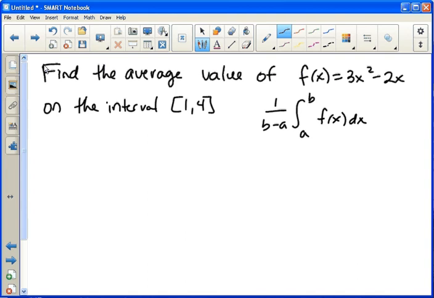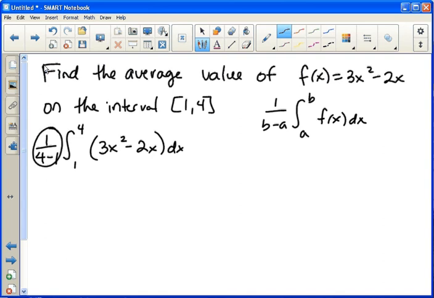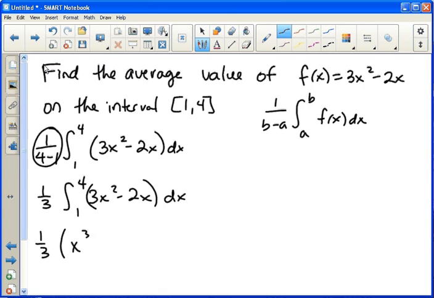So 1 over 4 minus 1 times the integral from 1 to 4, and then we plug in our function, 3x squared minus 2x dx. Okay, so really, this is exactly the same as what we were doing with the first fundamental theorem. The only difference is this constant out front. So we have 1/3 out front, integral from 1 to 4, 3x squared minus 2x. Now we should be ready for the antiderivative. So 1/3 times x cubed minus x squared from 1 to 4.